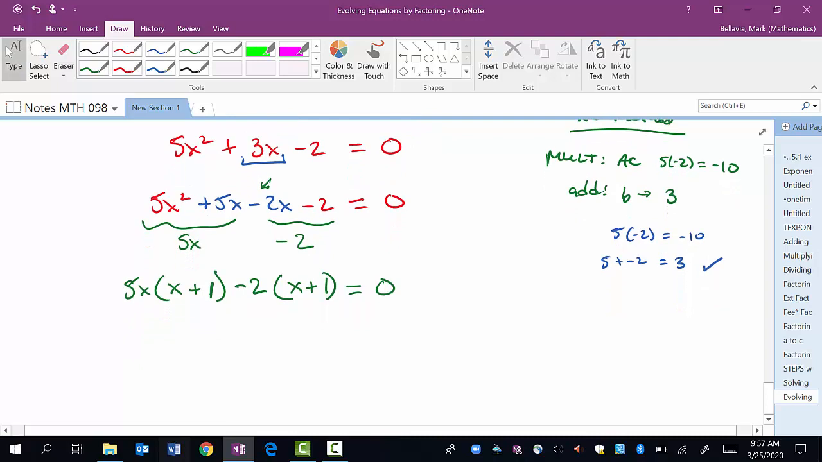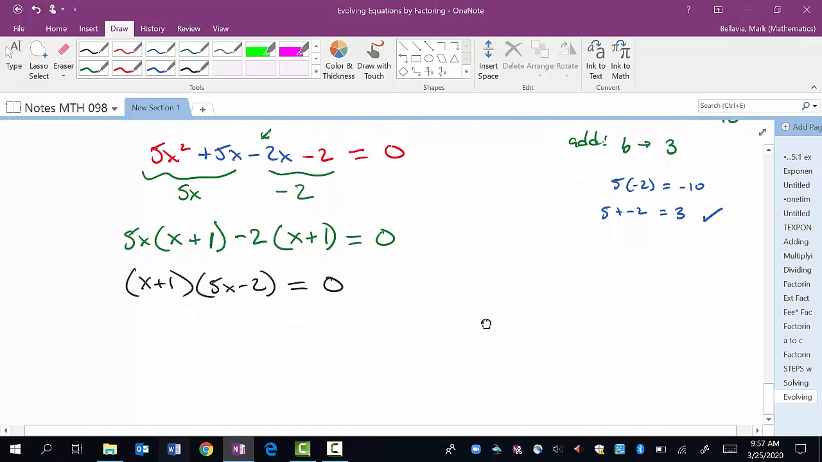Factoring this side. Now what do these two terms have in common? Remember, that's how grouping works. Well, these have x plus 1 in common, so you'll factor x plus 1 out of there. Then what's left over from the front of each of these terms when you factor it out? Well, we have 5x minus 2. This all equals 0.